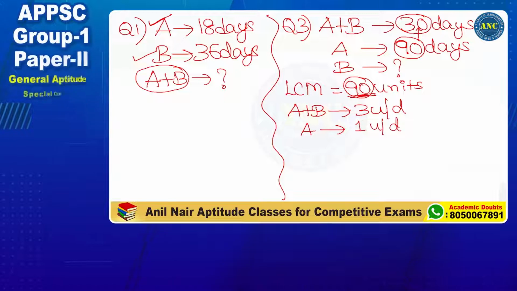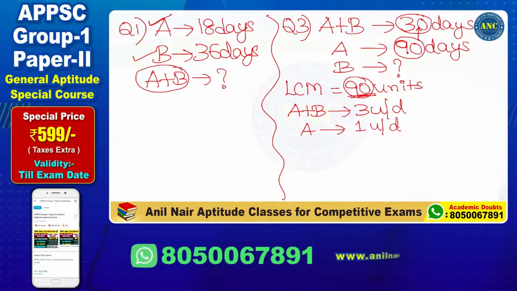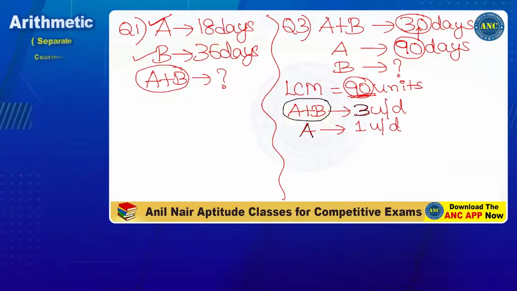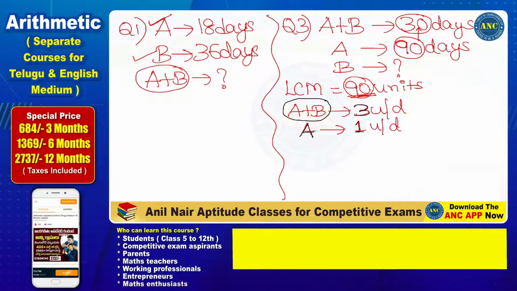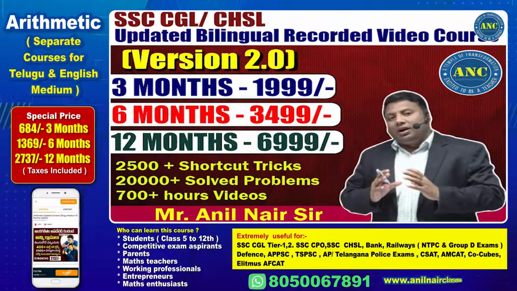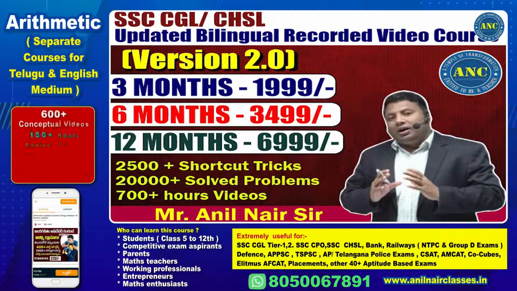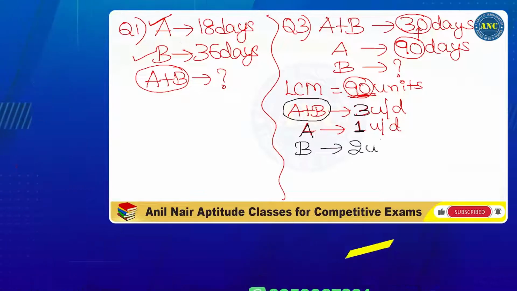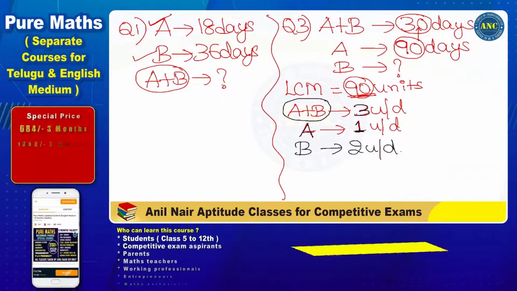Now think a little logically, you will get the answer, my dear students. A plus B, you and I, we both together will distribute 3 chocolates in a day. In that, I alone will distribute only 1 chocolate. We both together is 3, I alone is 1. That means the remaining 2 should be distributed by you only, right? So your capacity is 2 chocolates per day.